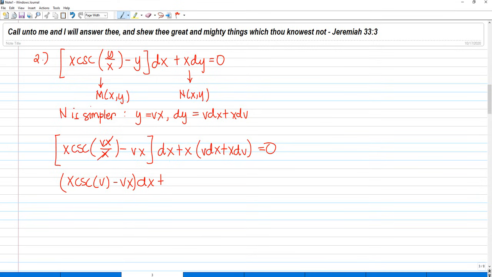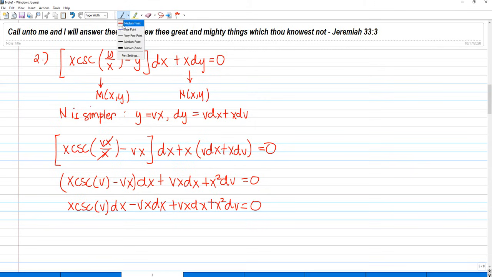And if I distribute this, this would be vx dx plus x squared dv equals 0. Now I'm going to distribute dx. So we have x cosecant of v dx minus vx dx plus vx dx plus x squared dv equals 0. We can see that minus vx dx plus vx dx would cancel. So we have x cosecant of v dx plus x squared dv equals 0.